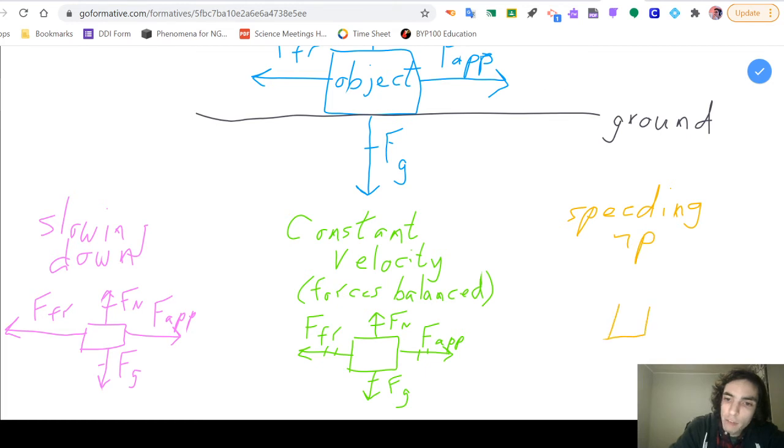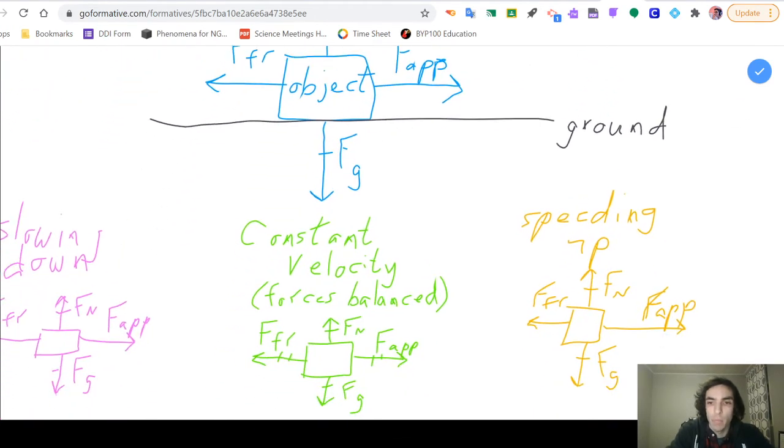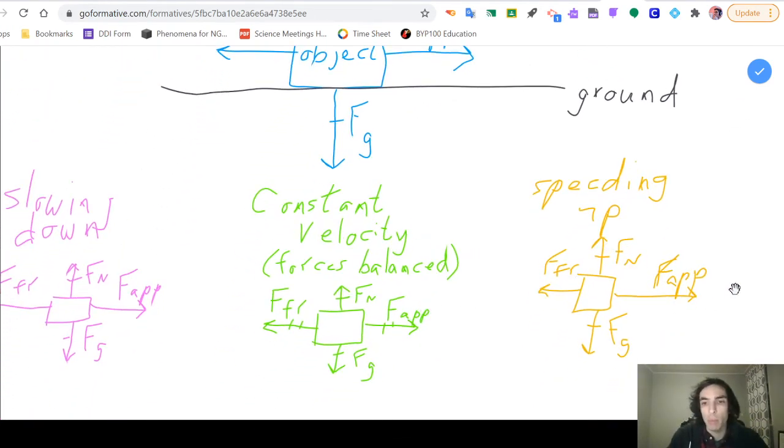We're still going to have our gravity, Fg, our normal force, Fn. Since this object is not accelerating up or down, those are going to balance each other out. But now our applied force is going to be stronger than this friction force. Since the object's velocity is to the right and it's also speeding up, this rightwards force must be causing it to continue to speed up, more so than this friction is causing it to slow down. That's why its velocity is still increasing there.